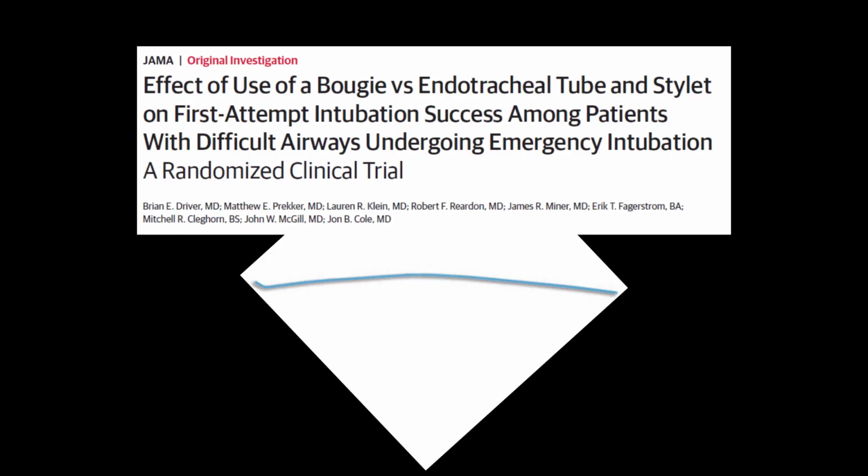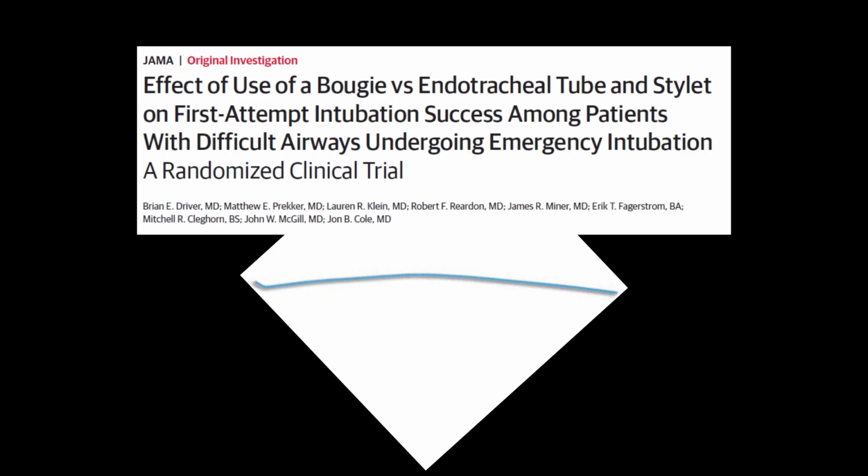Next up, talking just quickly about this JAMA study, which looked at the use of a bougie versus an endotracheal stylet on first pass success rates in emergency intubation. This was an RCT done at an academic center, and long story short, first pass success rates were 12% greater in the bougie group with no increase in complications, leading to a number needed to treat of only 7 to increase your first pass success rates.